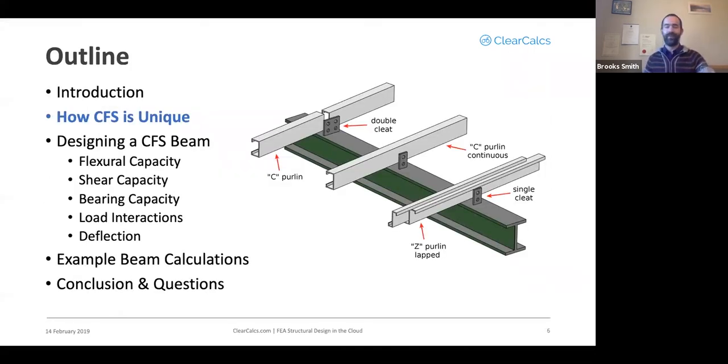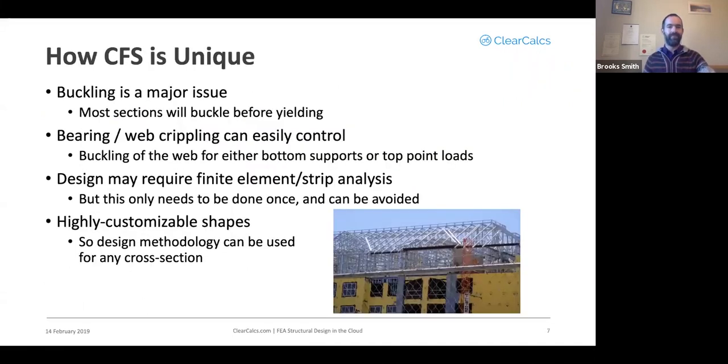So how cold form steel is unique. Those of you already very familiar with cold form can zone out for the next couple of slides. If you aren't as familiar, cold form is particularly unique in its design because of buckling. Buckling is a very major issue. Most sections will buckle before they yield. Those of you used to hot rolled steel will be used to most of your sections being compact. In cold form, essentially most of your sections are slender.